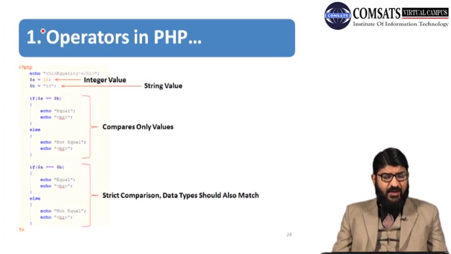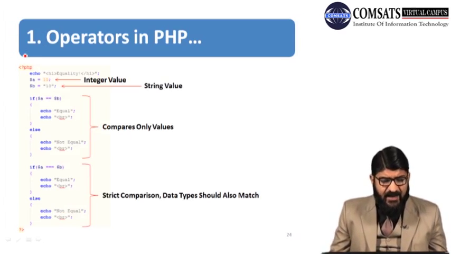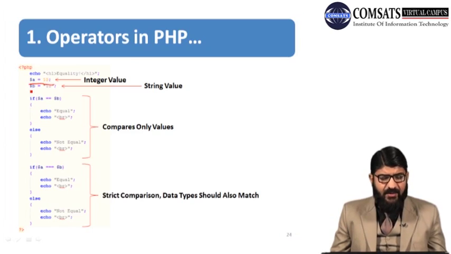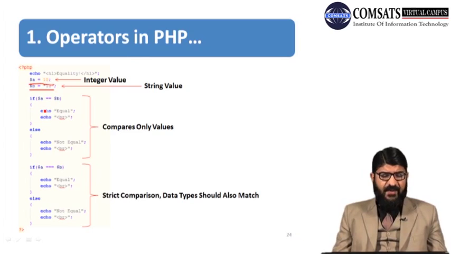So see the output, the first output is equal. Why? Because the value of A is 10 and the value of B is 10, as you can see at the declaration time. So here the values match, that's why equal is presented. While here the data type is compared, so if the first is an integer and the second is a string, the data types are not the same, because the first one is an integer value and the second one is a string. That's why the output not identical will be displayed.